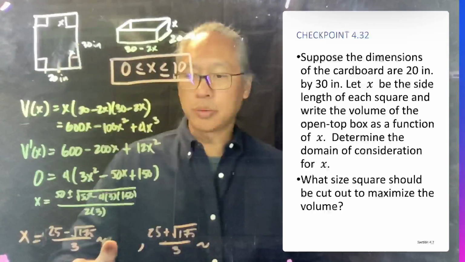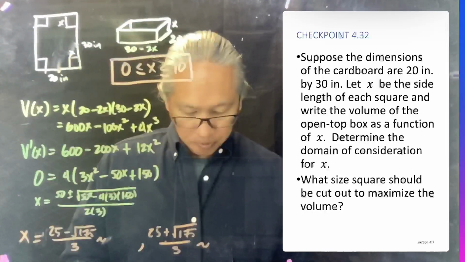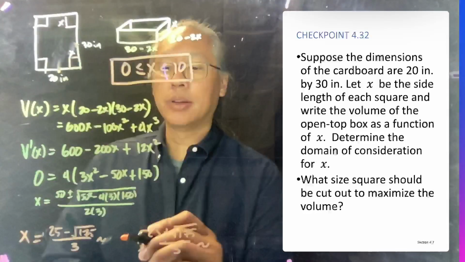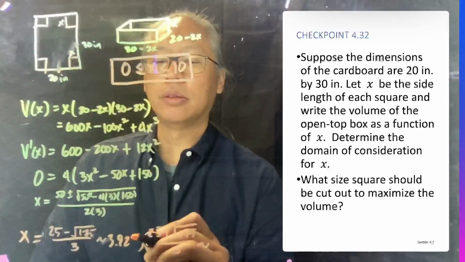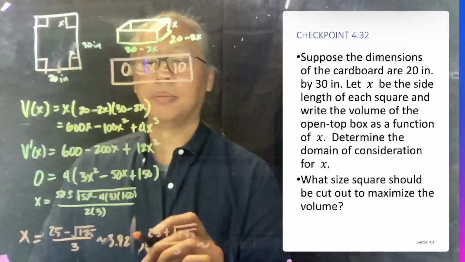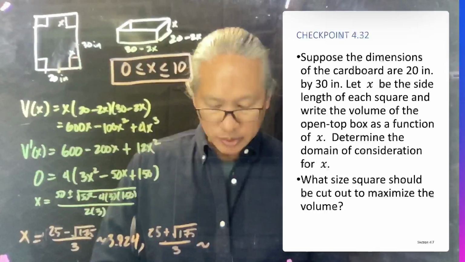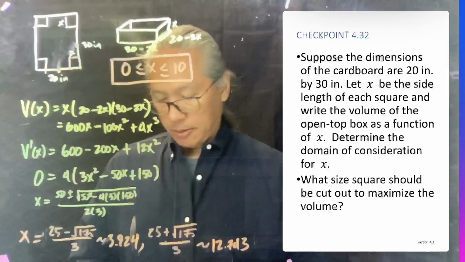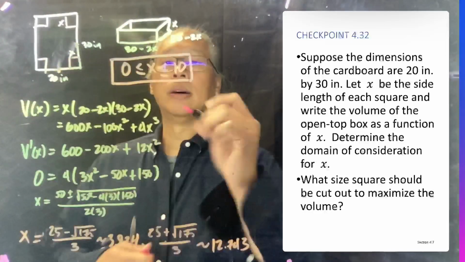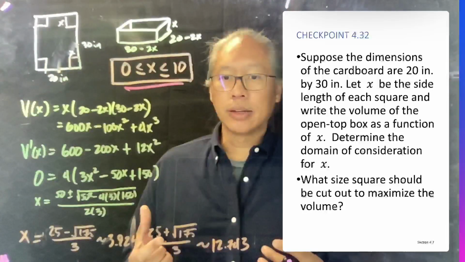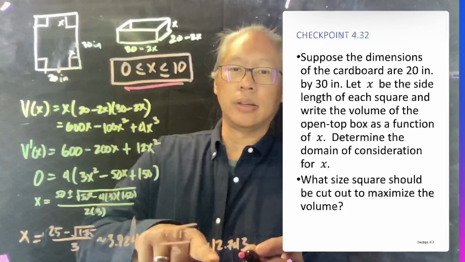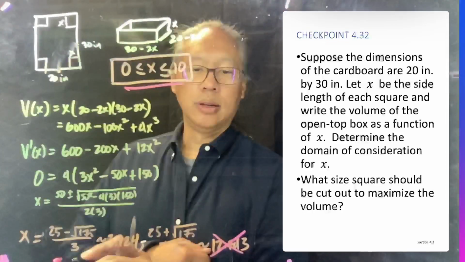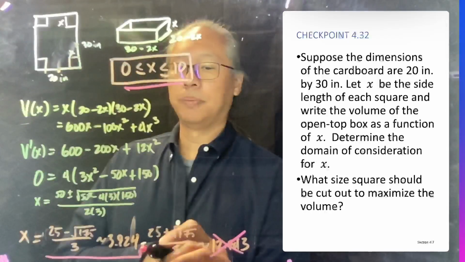So this first approximately equal to is 3.9237, 3.924. And then the other approximation is 12.743. Now, based on our domain of what made sense, we know that this 12 is out of the domain, so that can't be the answer, so it has to be this one.